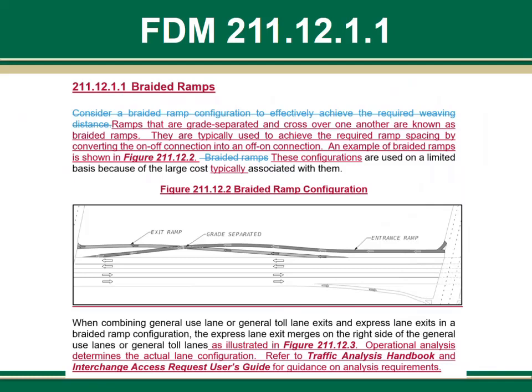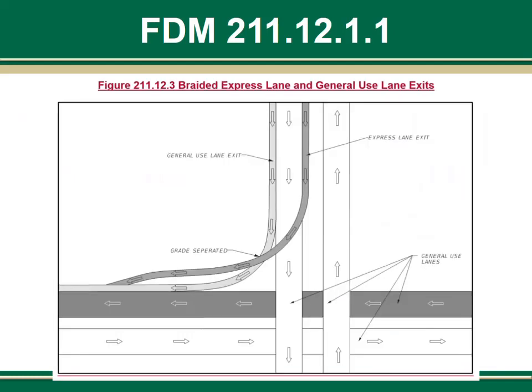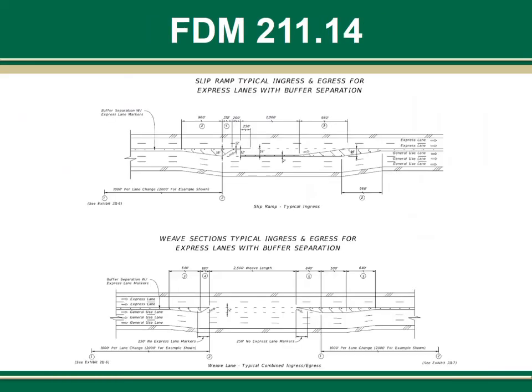Figure 211.12.2 shows an example of a braided ramp that may be used for entrance and exit ramps at interchanges. Figure 211.12.3 shows an illustration of combining general use or general toll lane exits with express lane exits. As you can see in this figure, the express lane's exit ramp crosses over the general use or general toll lanes and their exit ramp, and then merges together. Some things are just easier to describe if there's an accompanying figure, and that's why we added these two figures here.